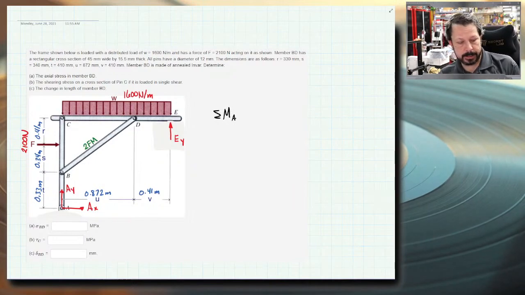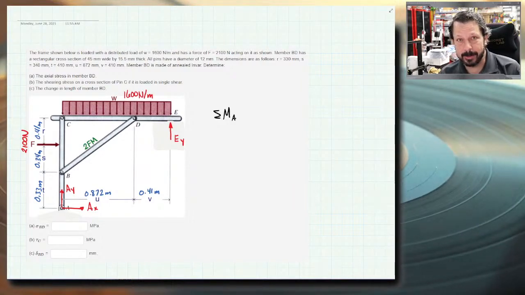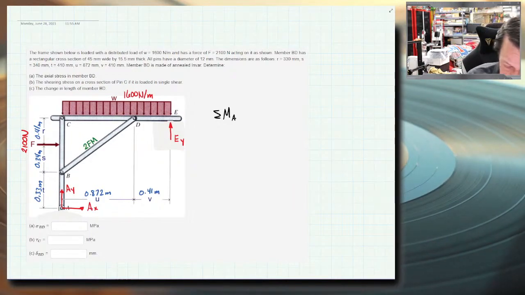About A, because AX and AY would not enter into the equation because their line of action goes through or intersects point A. So they're not creating a moment about point A. And that will leave me with only EY as an unknown value. So I'm going to say clockwise is positive just because I like that.